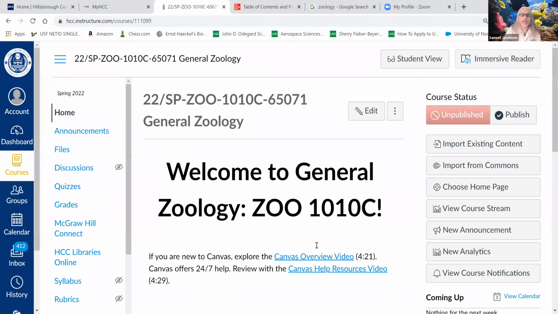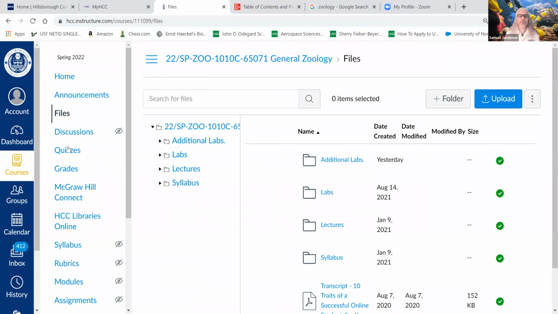Okay, with the general ideas out of the way, let's get to your files. This is pretty much where the meat of the course is. Pretty much everything you need is in this files link. You can see right here, additional labs, the labs themselves, lectures, and of course, syllabus. So let's start with the syllabus. Obviously, a good place to start.